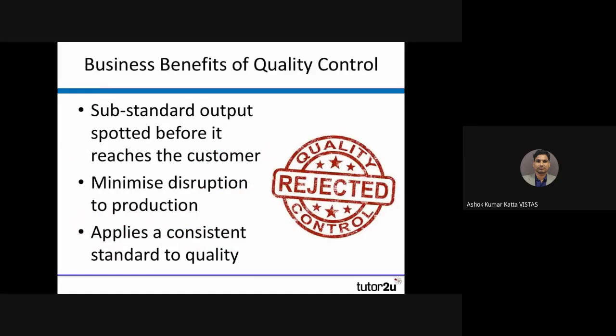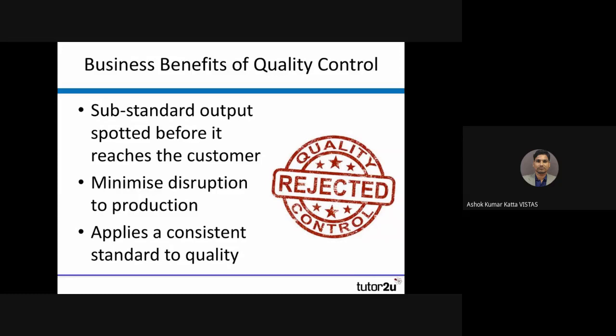Now, of course, there are clearly some business benefits of using quality control, and that's the reason why it's so widely used. Perhaps the most important is it tries to make sure that substandard output, products or services that are not fit for what the customer needs and expectations are, it tries to stop them from reaching the customer. And therefore, an unhappy customer receiving a substandard product.